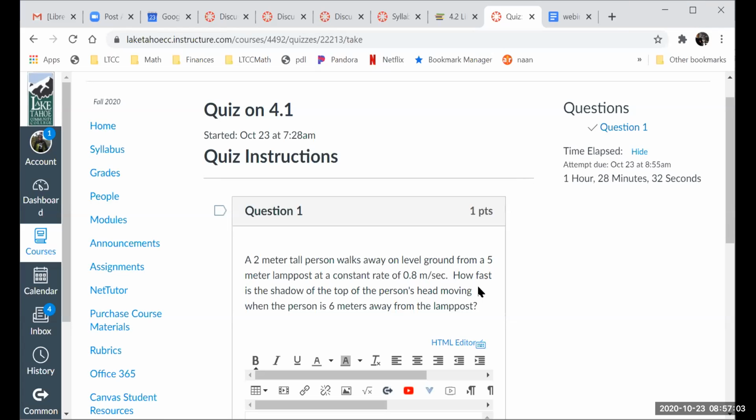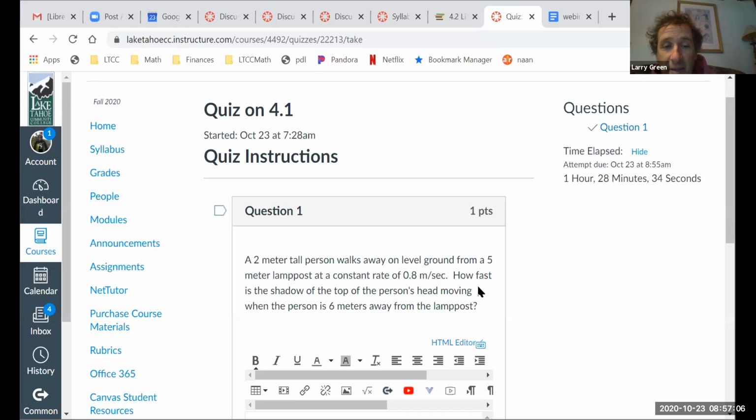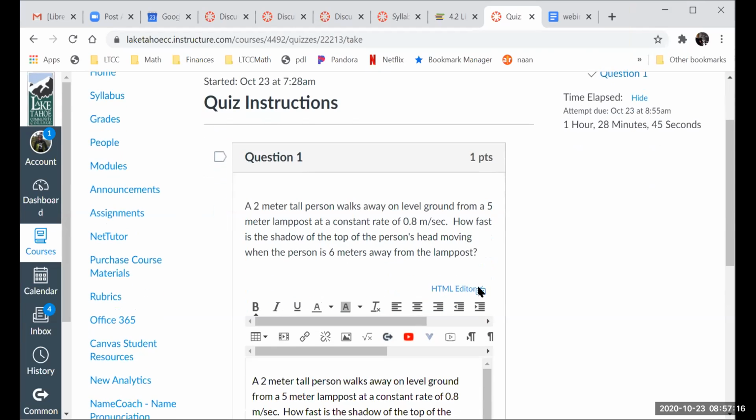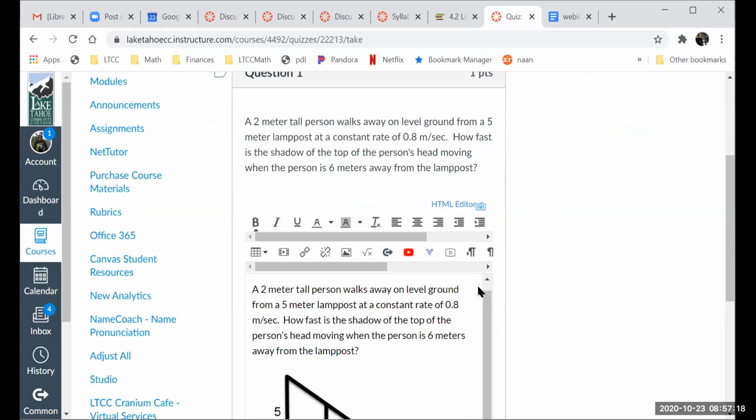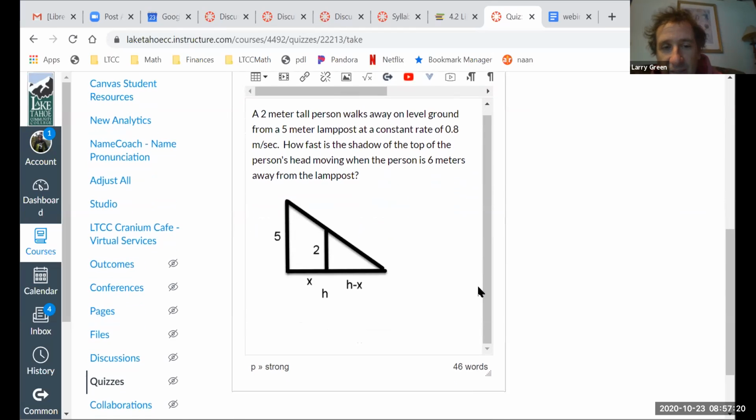Drawing a picture is probably not something you're going to be able to do embedded into the test so easily. That's fine, because you can use paper under your computer if you want for the quiz. But I prepared ahead of time and I drew a picture. We have a lamppost that's 5 meters high, and the person is 2 meters high.